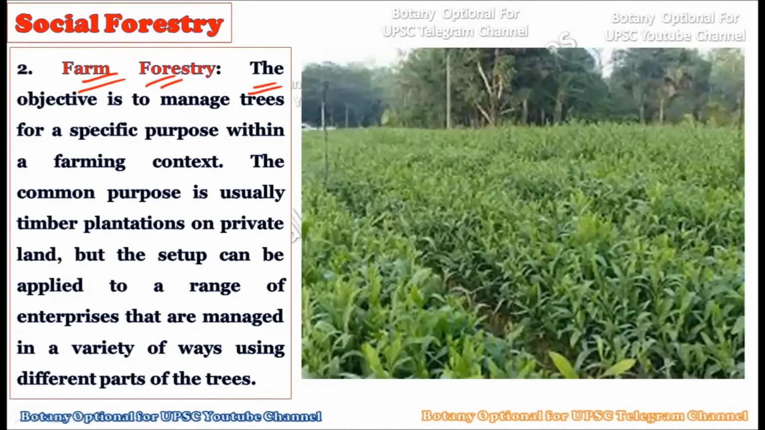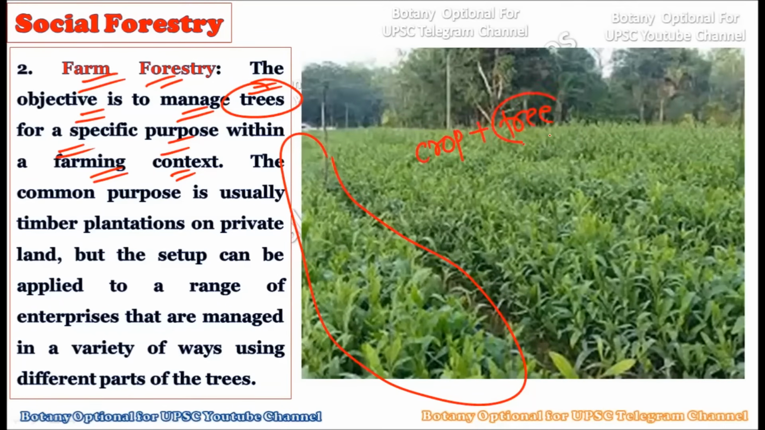In farm forestry, the objective is to manage the trees for a specific purpose within the farming context. So if there are typical characteristics of the farm land, according to them we can also manage some trees along with the typical crops which we are sowing on a yearly basis. Not only crops but also trees are grown along with each other so that we can have output from both. Now the common purpose is usually timber plantation on private lands.